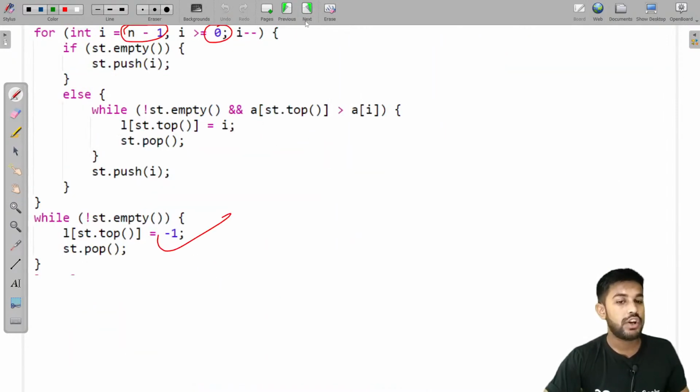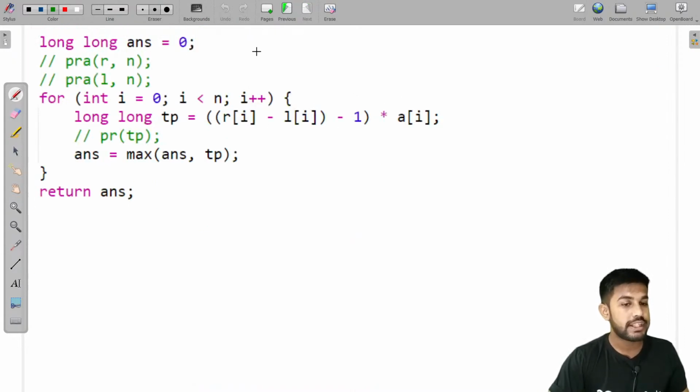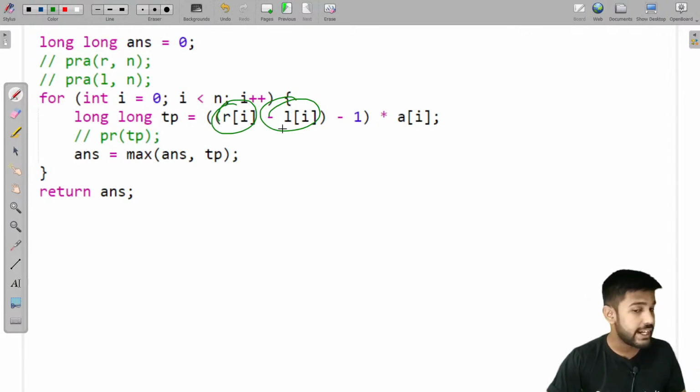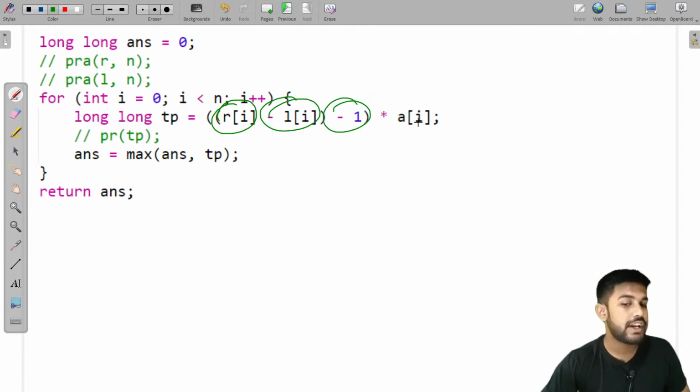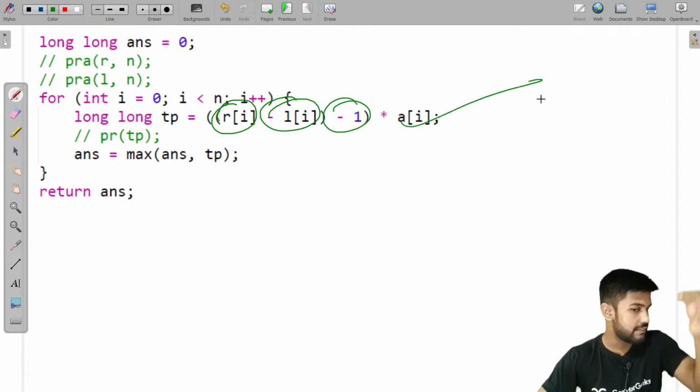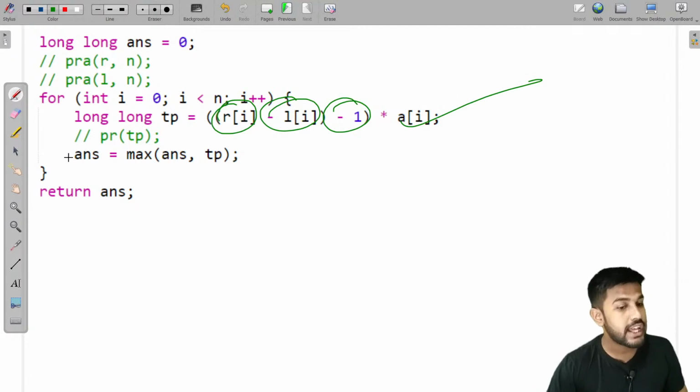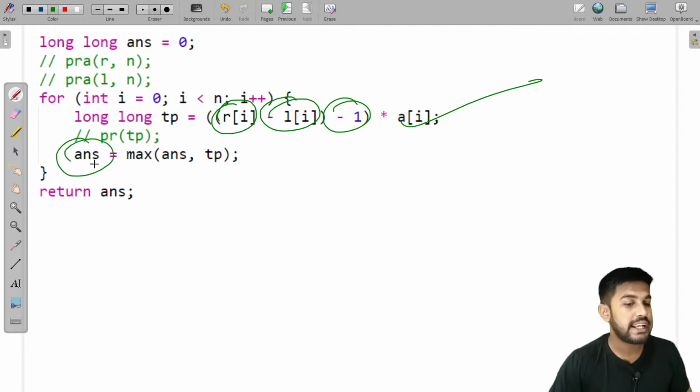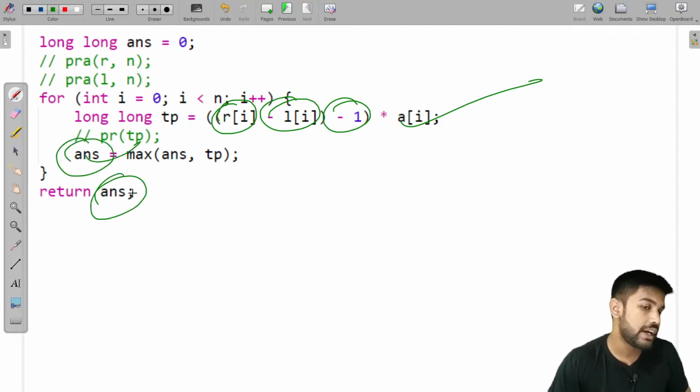So what we would do after that is mark Ri minus Li, because Ri would always be greater than Li. So Ri minus Li minus 1, multiplied with the value at the current position, and then we would be keeping that in the answer. At the end we would be returning it.